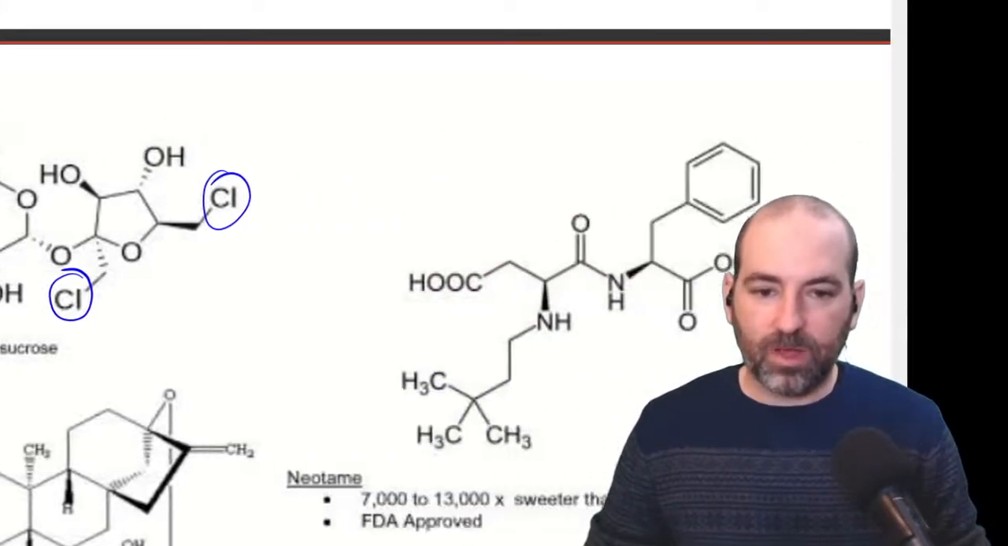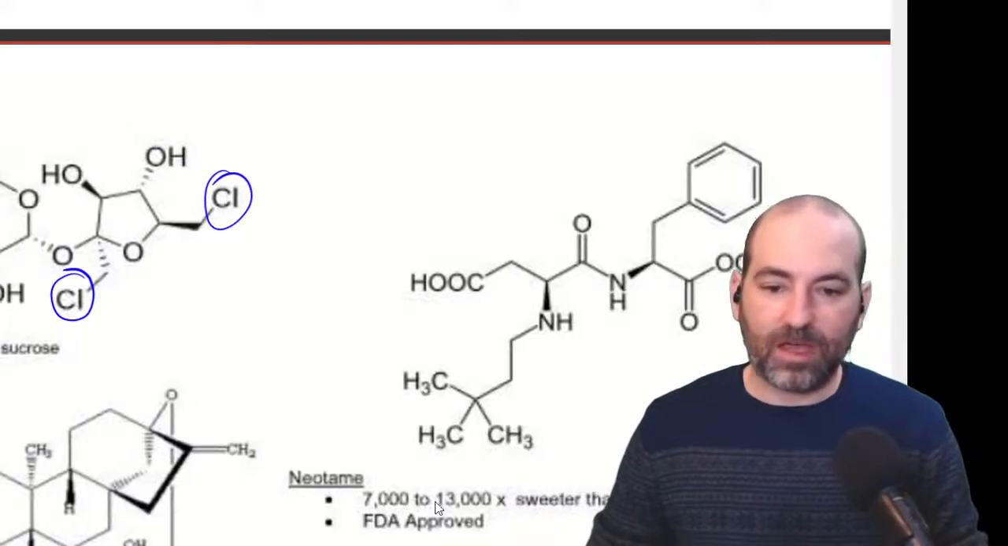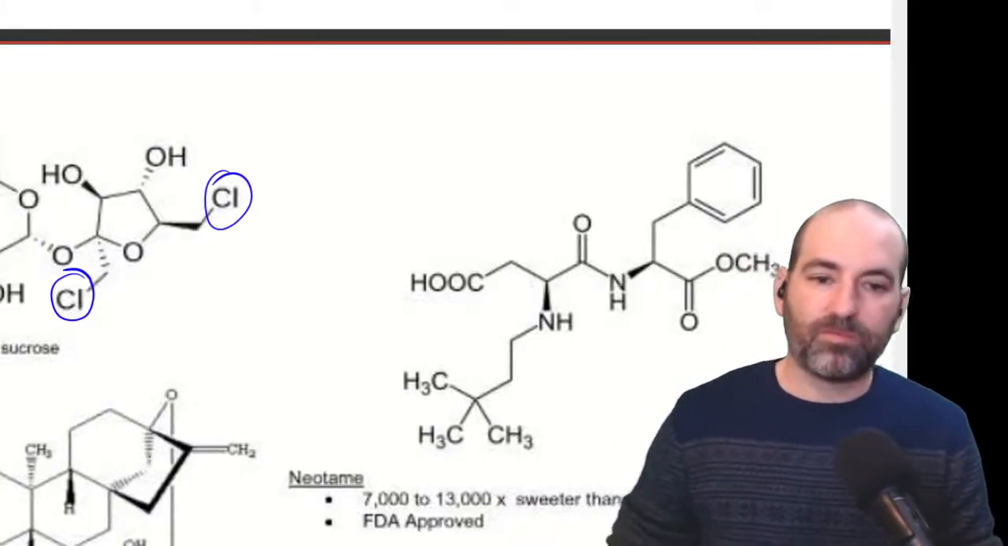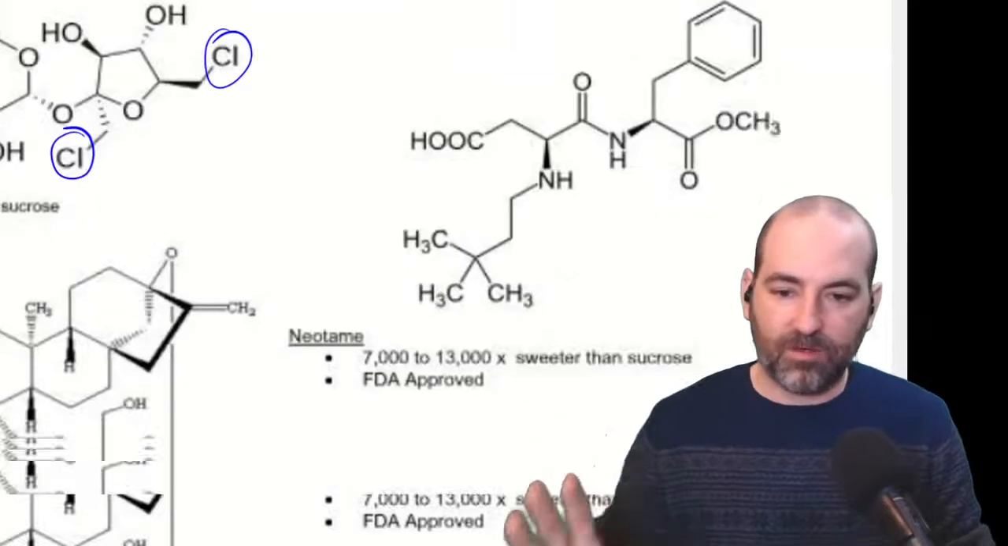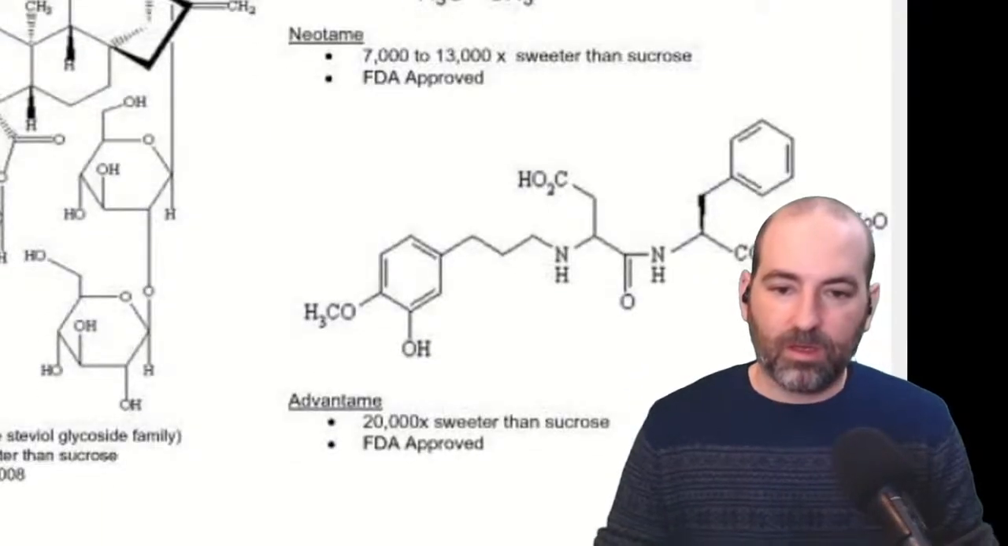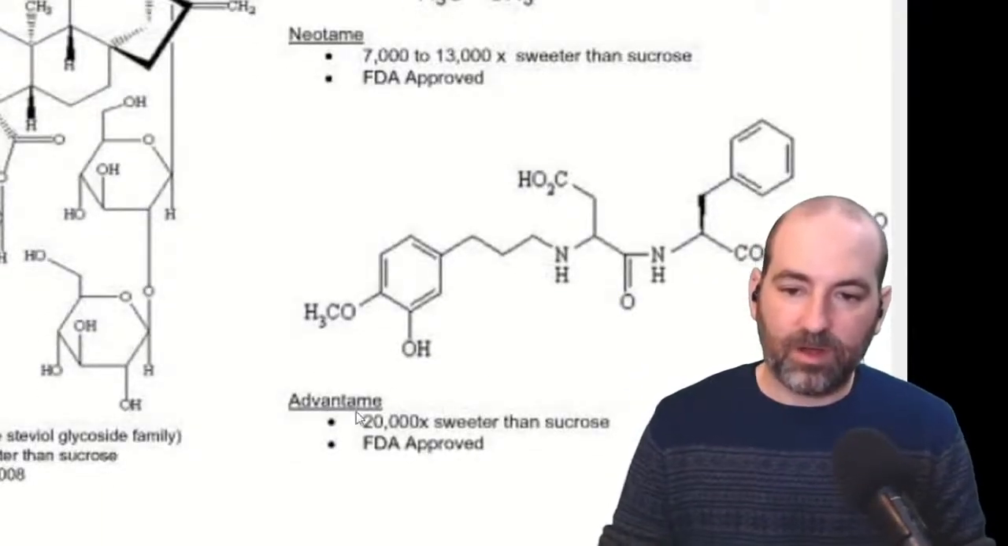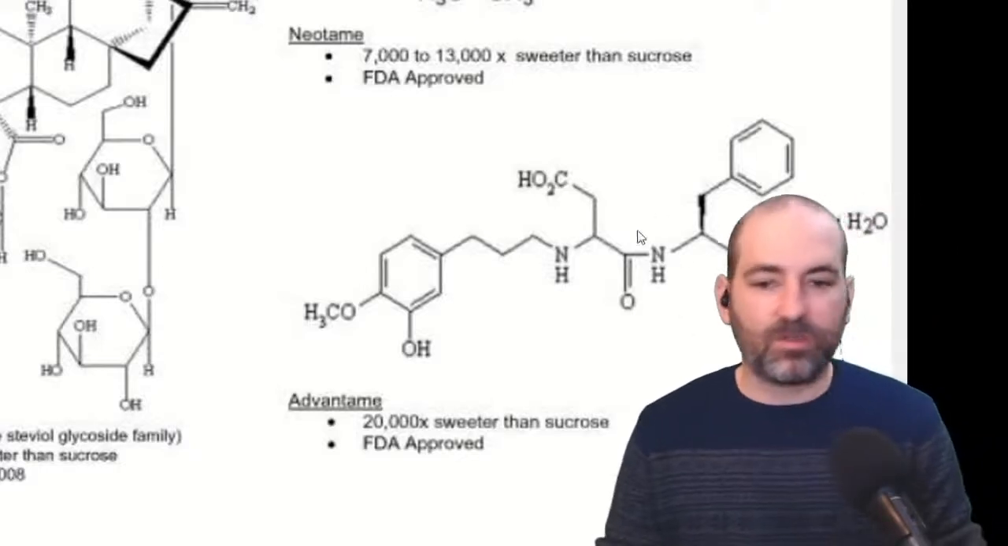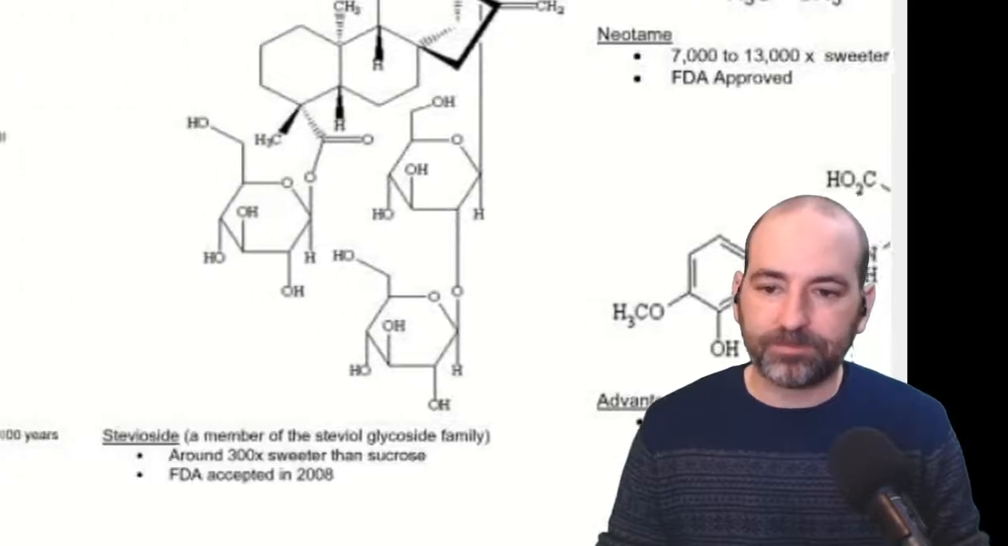There are some other ones as well. Neotame is extremely sweet, thousands and thousands of times sweeter. So sometimes you'll see that in very, very tiny amounts. I haven't heard of this one. This must be a newer one. Advantame, 20,000 times sweeter than sucrose. This is another amino acid-based sweetener.